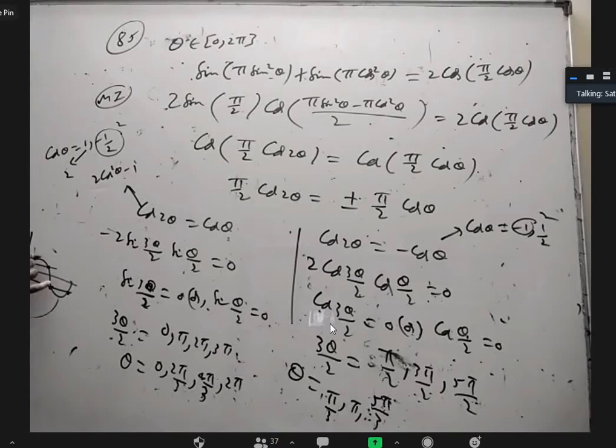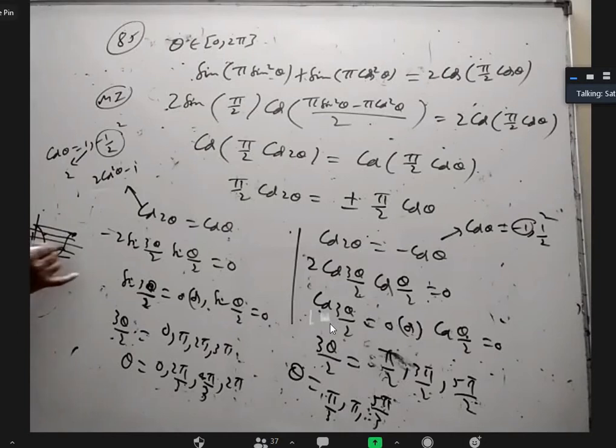If you write 1, you only get one solution, because the cos graph touches it only once. If you write minus 1, only 1 solution. Plus 1 by 2, 2 solutions; minus 1 by 2, 2 solutions; plus 1, 1 solution; minus 1, 1 solution. It will be 7 solutions.